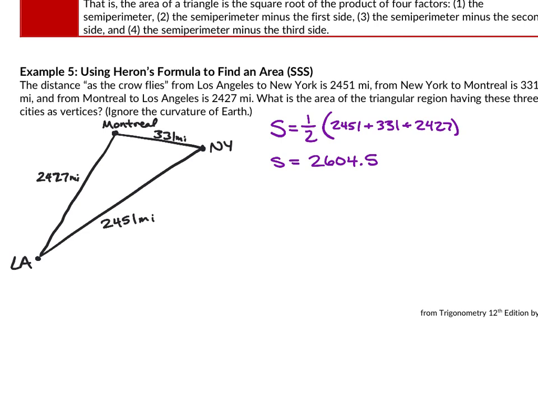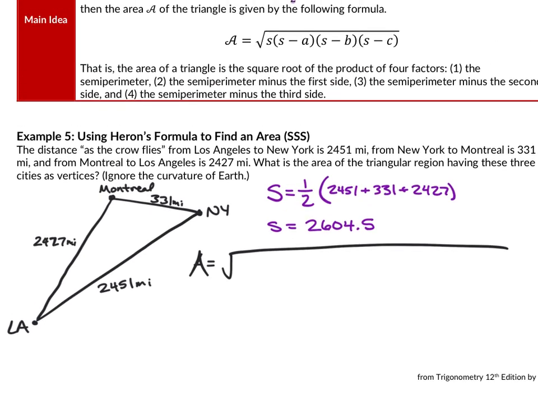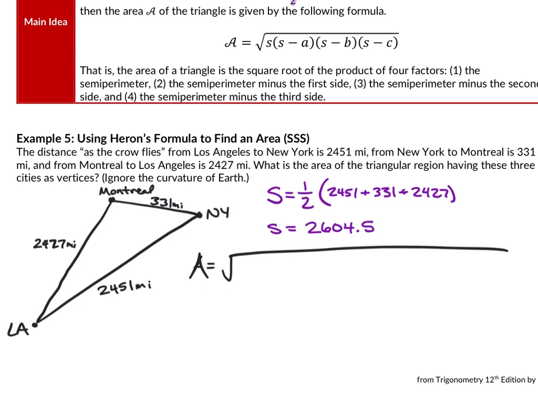But that's all the information I need to find this area, because the area based on Heron's formula is just all of that plugged in. I'm not even going to write the formula down with letters. We're just going to fill it in because we don't have to solve for anything. But it's going to be a giant square root. The formula says to use the semi-perimeter, so that's the purple number, 2604.5. And I'm going to multiply that by the semi-perimeter, 2604.5, minus the first side length, so that's 2451.